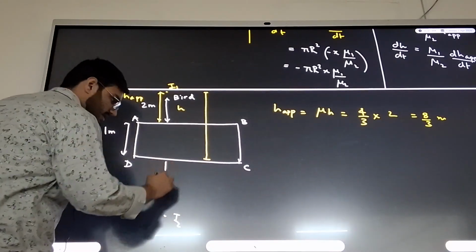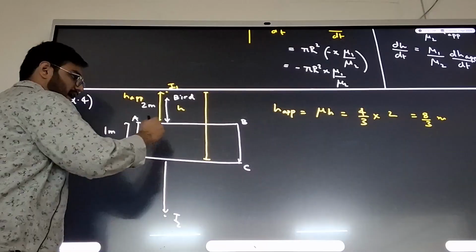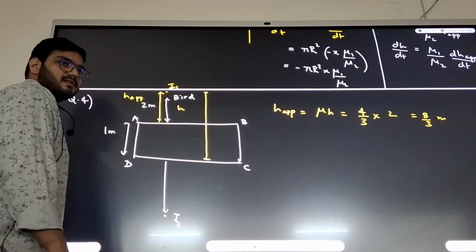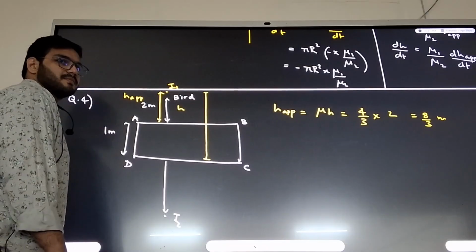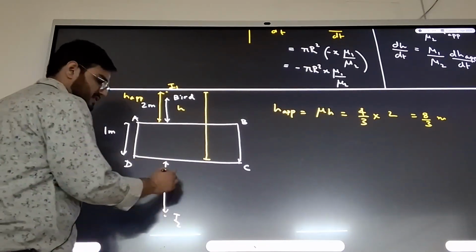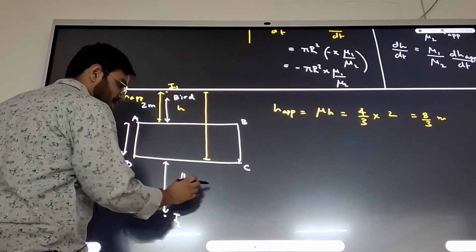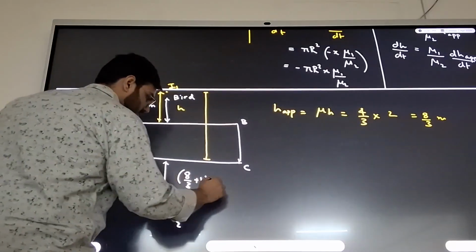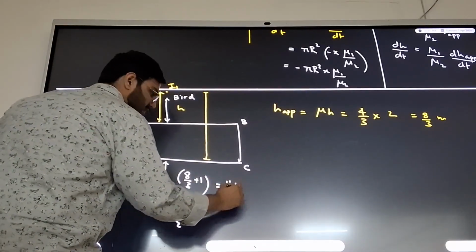And what will be the... Acha, should I take I2 ka distance from AB or from CD? Where is my mirror? CD. So I should take from CD, na? Yes. And what is this distance? 11 by 3. So it's like 8 by 3 plus 1. 11 by 3 meters.